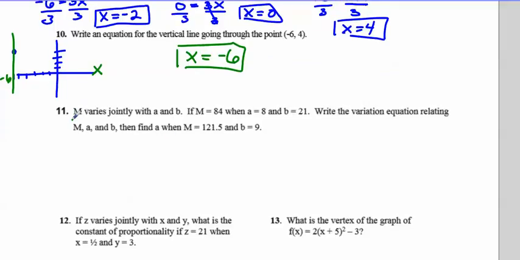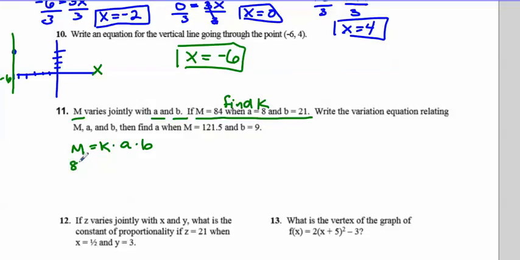In 11, m varies jointly with a and b. So that means m equals some constant k times a times b. Then we use this information to find k.